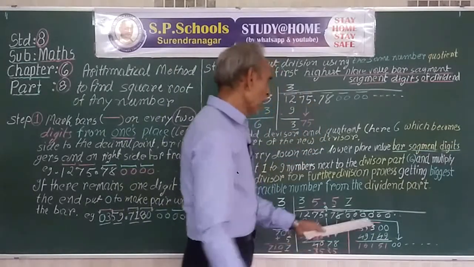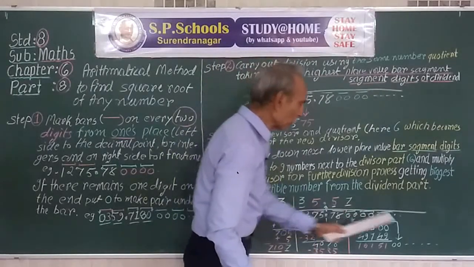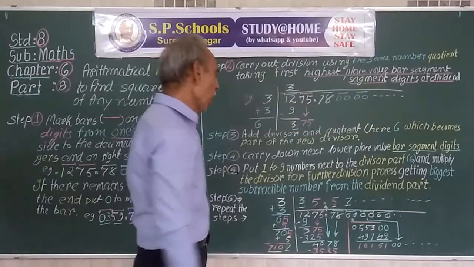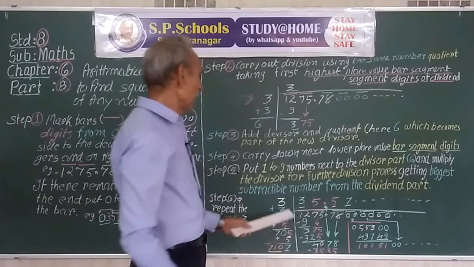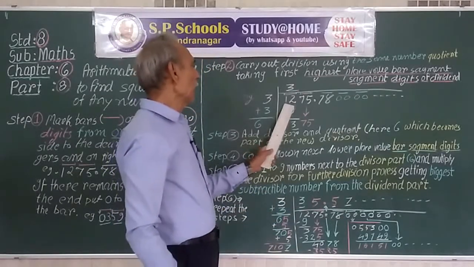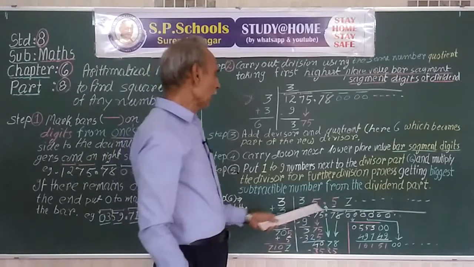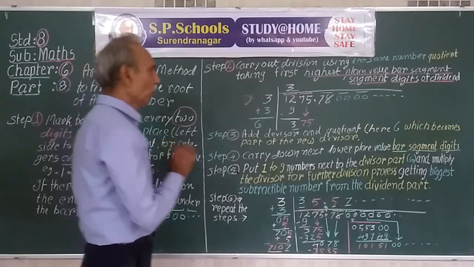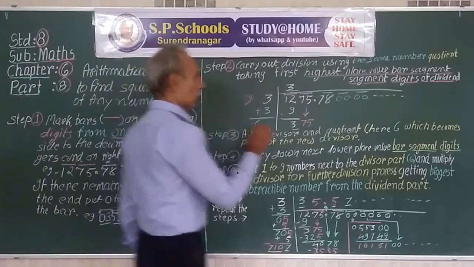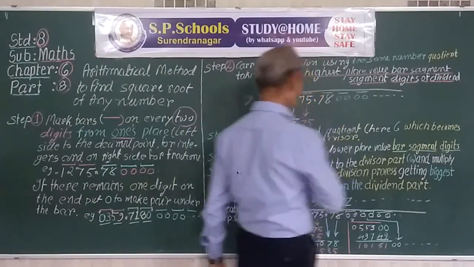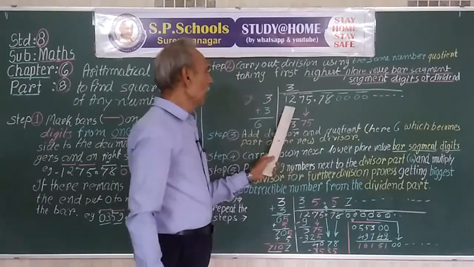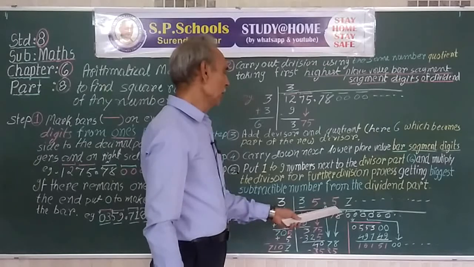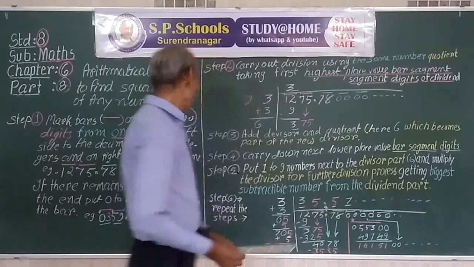And next, we can carry down 2 more zeros and carry on the process further. So after 2 decimal places, the square root of 1275.78 is 35.57. So we have the approximate square root value of 1275.78 as 35.57 up to 2 decimal places.